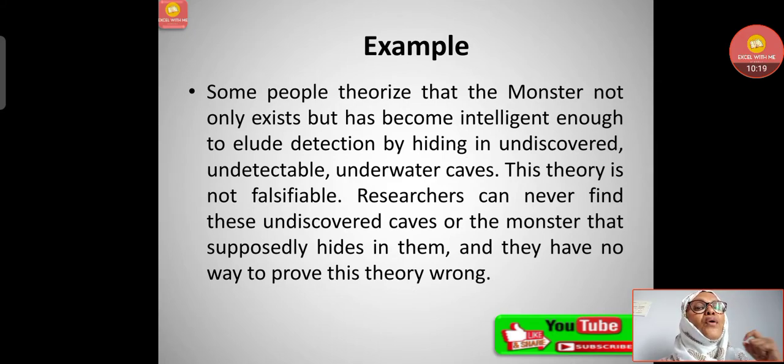Some people theorize that the monster not only exists but has become intelligent enough to elude detection by hiding in undiscovered, undetectable underwater caves. That means this theory is not falsifiable. Researchers can never find these undiscovered caves or the monster that supposedly hides in them, and they have no way to prove this wrong. So this is the best example of falsifiability. That means some people say the monster is not only existing, but is becoming intelligent by hiding itself in undiscovered underwater caves. So this theory cannot be falsified. Researchers can never find those undiscovered caves or the monster that supposedly hides in them. They have no way to prove this wrong.